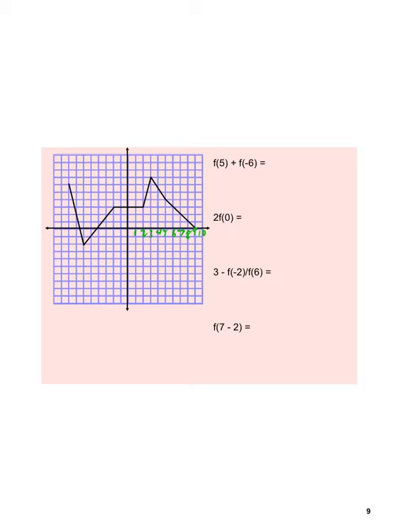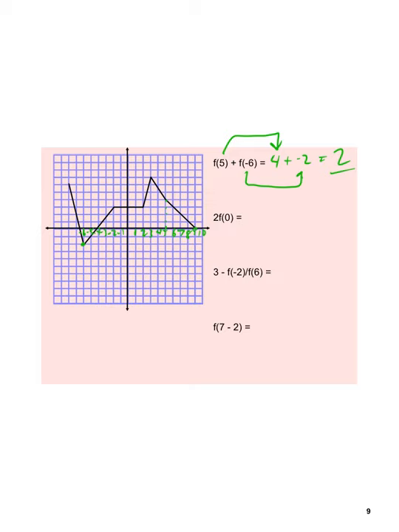Okay, so f of 5 here, which is this one right here, goes up 1, 2, 3, 4 units. So f of 5 is 4. F of negative 6, these negatives get to be kind of ugly. But f of negative 6 is right here, which is at a negative 2. So the f of negative 6 led to a negative 2. So this is 4 plus negative 2, which is 4 minus 2, or 2.